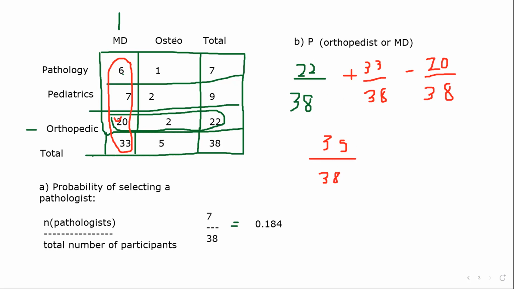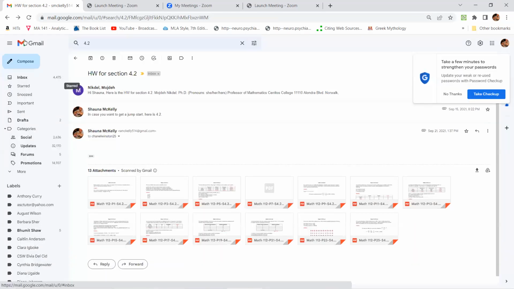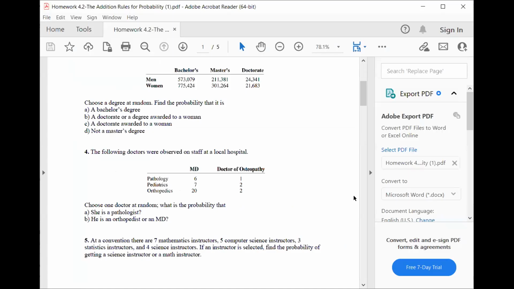Okay, let's switch our screen share here and go back to the homework. That brings us to number, oops, wrong screen. I'm sharing the wrong one. Let me share this. Okay, there we go. Now we're bringing up number 5.